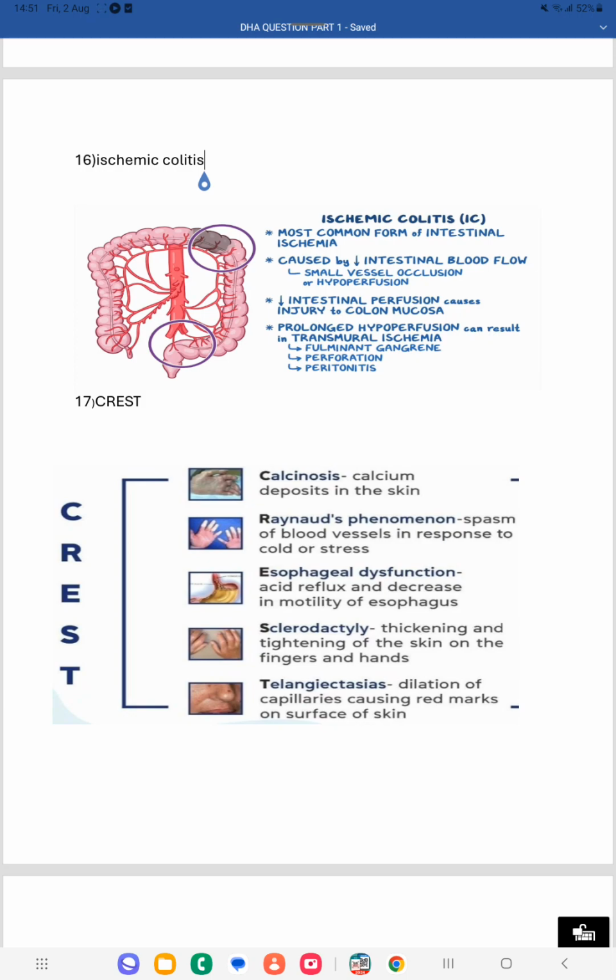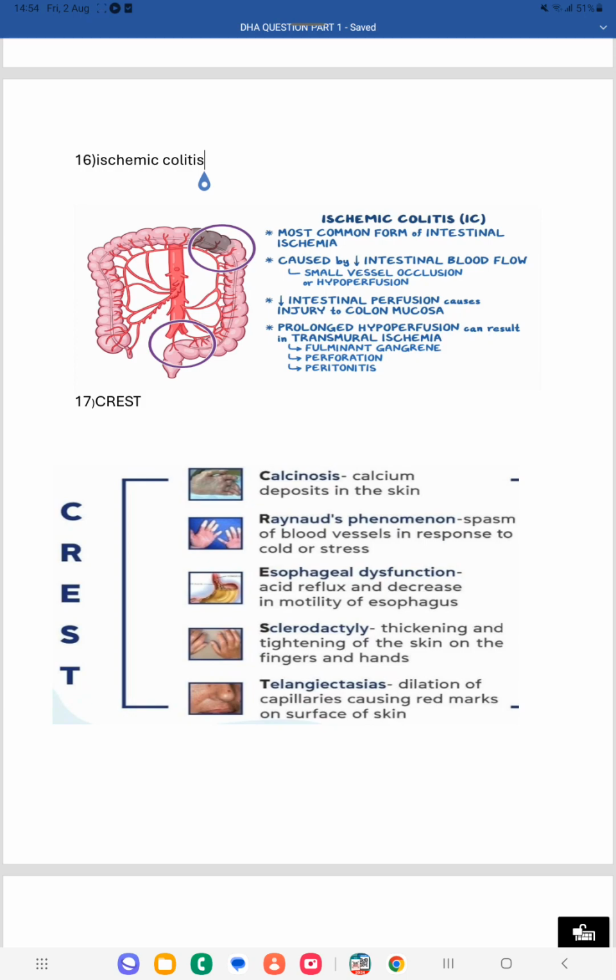And due to prolonged hypoperfusion, it can result in transmural ischemia, like fulminant. If the tissue continuously does not receive blood supply, it leads to complications such as gangrene formation, perforation, peritonitis. So these are the complications of ischemic colitis. Symptoms of ischemic colitis are abdominal pain, severe abdominal pain, cramping, abdominal swelling, then diarrhea, blood mixed stool, nausea. These are the main symptoms of ischemic colitis.